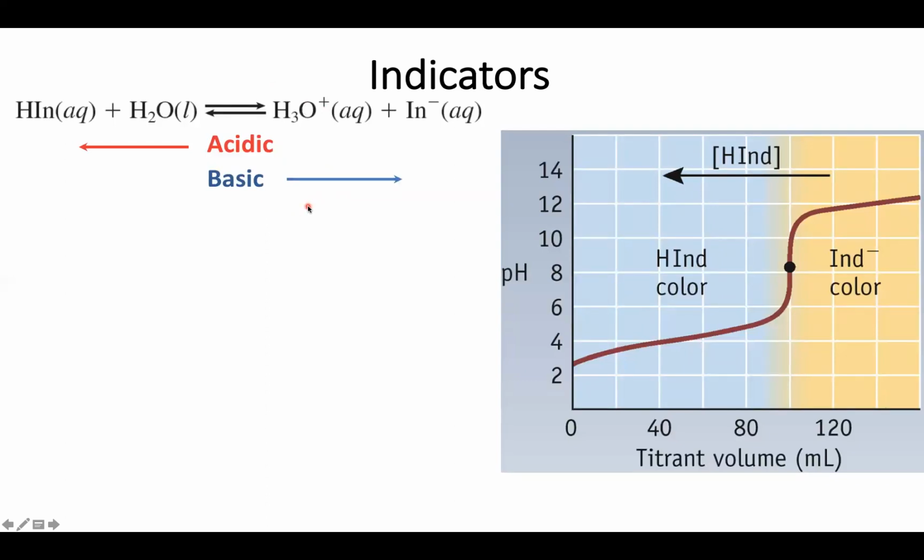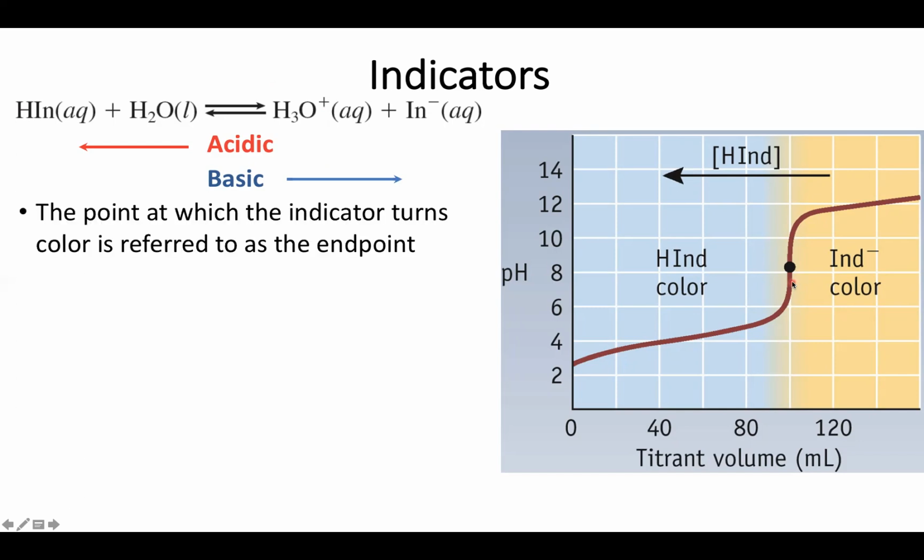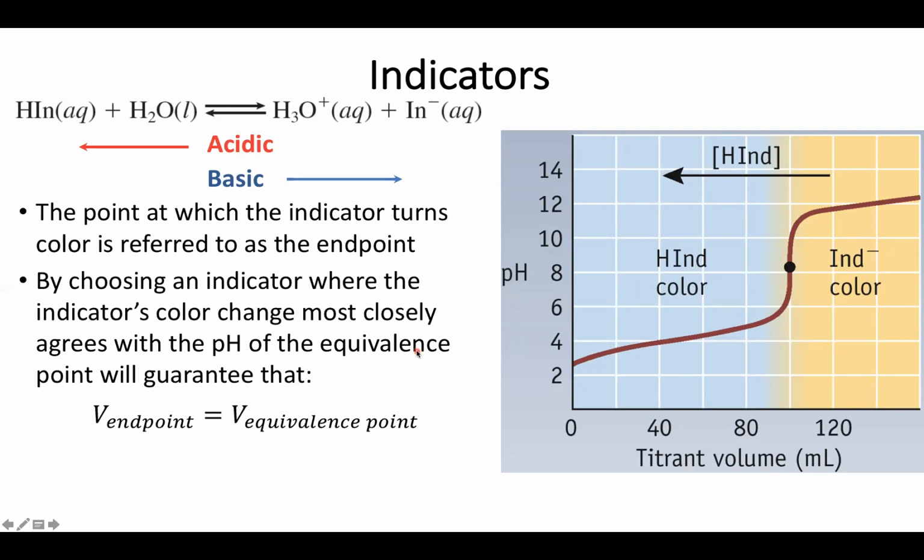Now, one of the important points to note is that the color change may not always occur at the equivalence point. So we have to use a slightly different terminology to talk about when this color change occurs. The phrase we use is the end point, traditionally because when this color change occurs, that's when we know to end the titration. One of the important things you have to do is make sure that the color change occurs as closely as possible to the pH of the equivalence point. That way you can guarantee that the volume it takes to get to the end point is very similar to the volume it takes to get to the equivalence point. The closer those two values are, the more accurate your titration becomes.